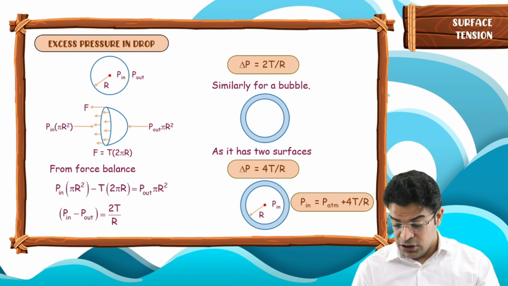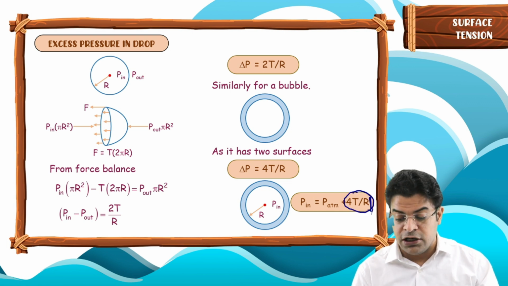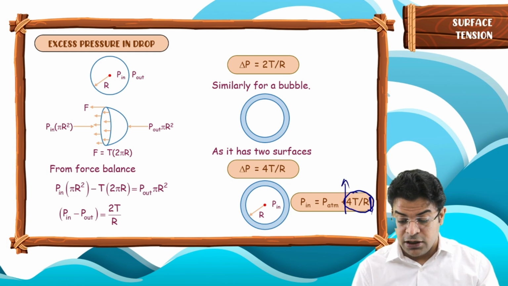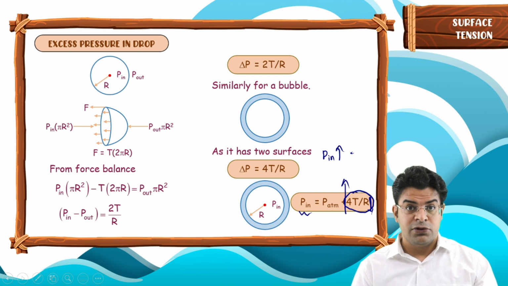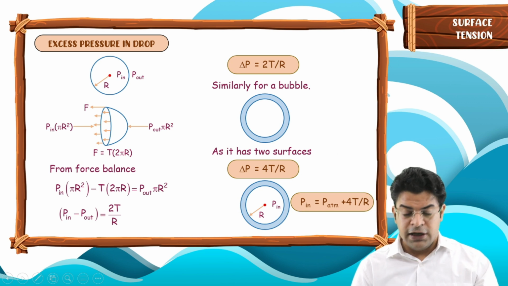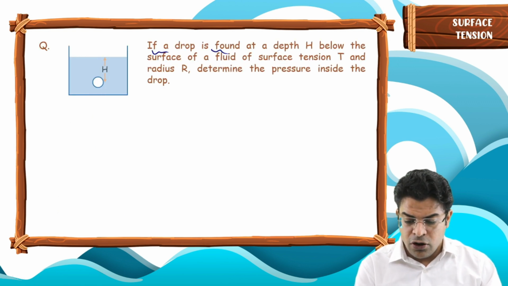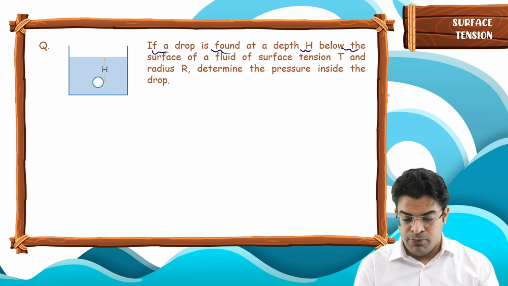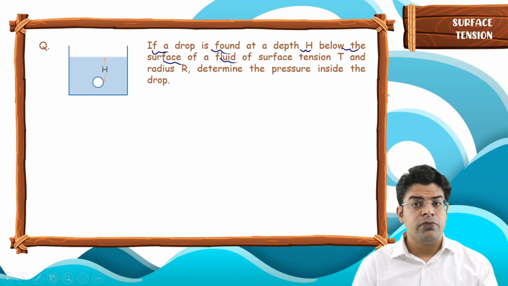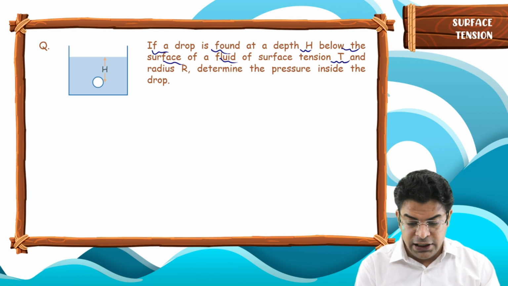Again I am saying, the smaller the radius, the smaller the denominator of the second term, the larger the second term, and the greater the value of pressure inside. Okay. Now let's move on to understand some application of this. So the question goes like, if a drop is found at a depth h below the surface of a fluid of surface tension T and has a radius r, determine the pressure inside the drop.